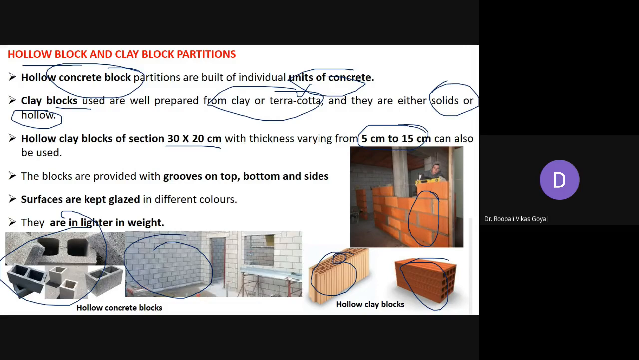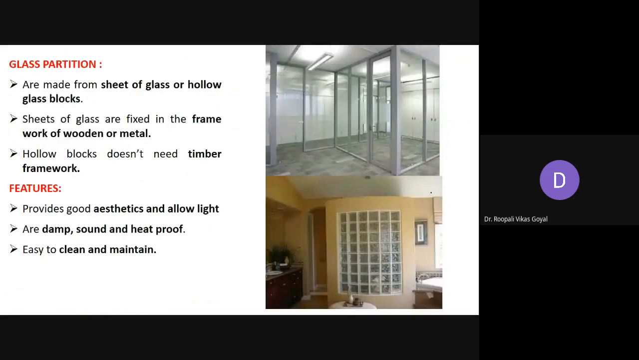So these hollow blocks, concrete or clay block, can also be utilized for partition wall. Then a very simple method is called the glass partition. You can utilize complete sheets of glass for the partition, or hollow glass blocks. Such kind of hollow glass blocks can also be utilized.